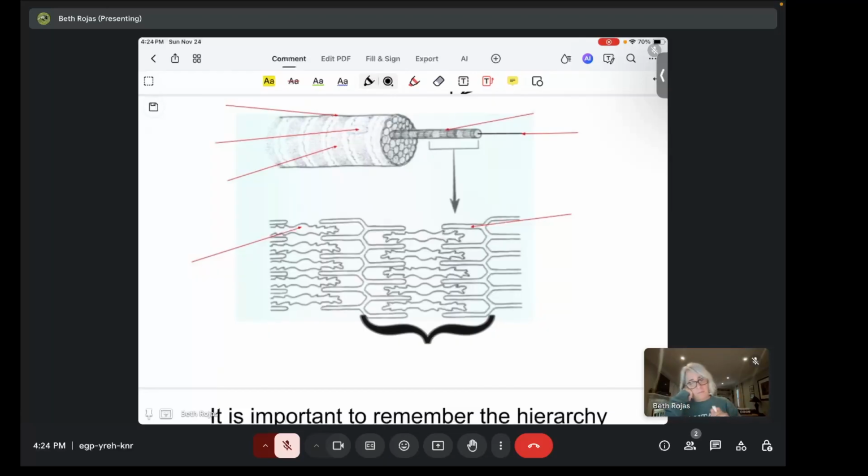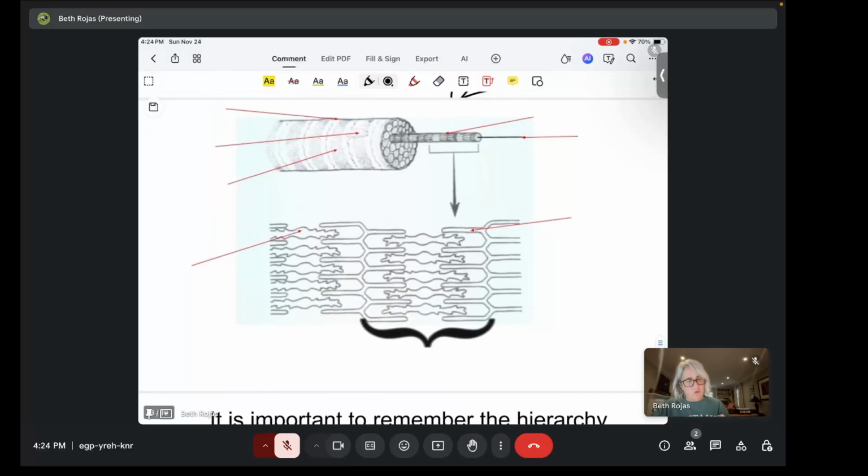So if we start over here at the top, we're going to say, okay, what is this structure? This is a muscle fiber, just so we know what we're looking at. I don't know if you can see it on your diagram, not really that well, but this is trying to show you a nucleus. That's one of the clues you know it's a cell, right? So a muscle fiber equals a muscle cell.